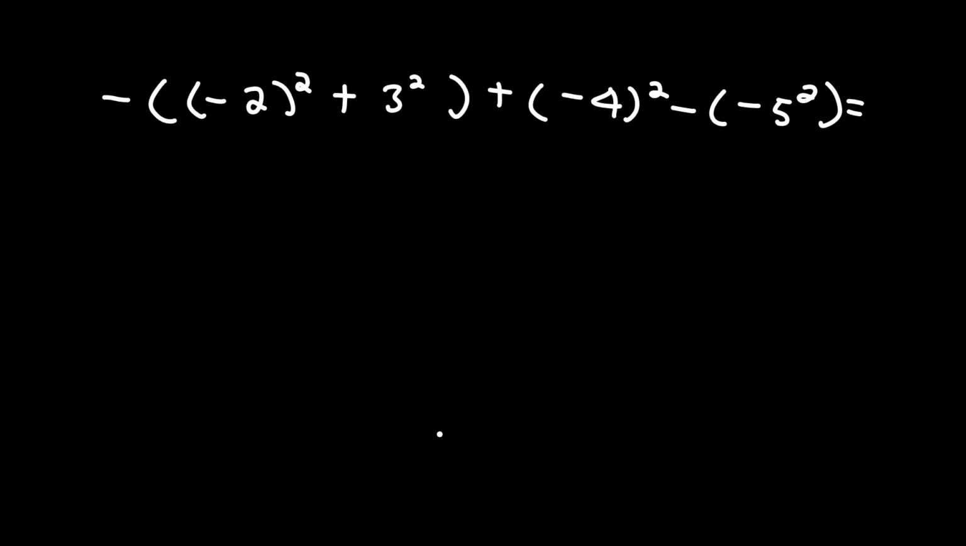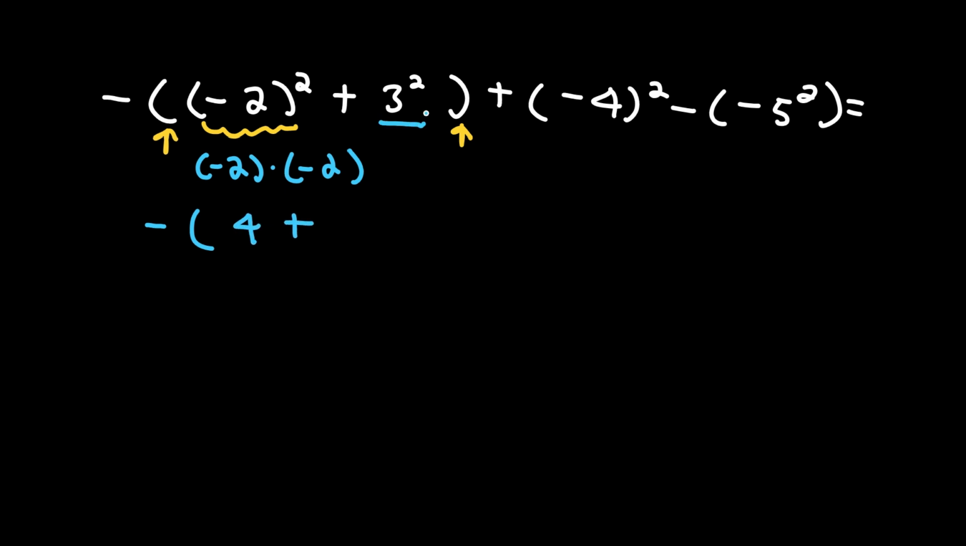Now, this is the ultimate problem. If you can solve it, you're not one of those people that always get this wrong. So, the first thing we need to do is work within the brackets, the negative 2 squared. As you know, that it's included. So, negative 2 times negative 2. Now, be careful. We have a negative outside. So, let's keep that negative outside and let's put the positive 4 inside. And now, 3 squared, 3 times 3 is 9.